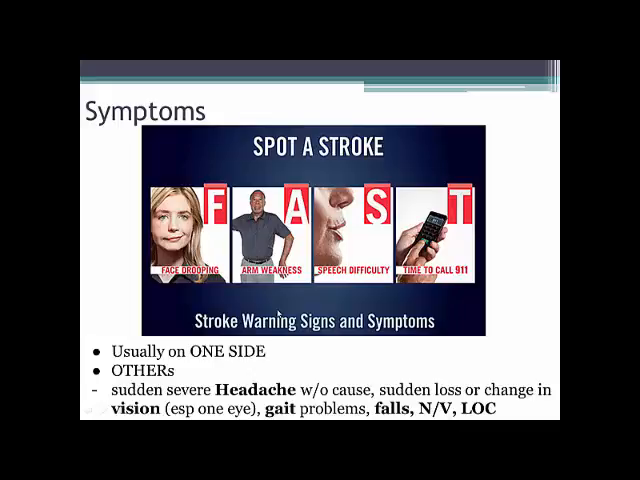Other symptoms that one may experience may be a sudden severe headache, sudden loss of vision, for example, in one eye, sudden problems walking or gait problems, falls, loss of consciousness, nausea or vomiting. So these are some general things that may occur, but mostly we're looking for this FAST mnemonic here. Okay, so face drooping, arm weakness, speech difficulty, it's time to call 911.